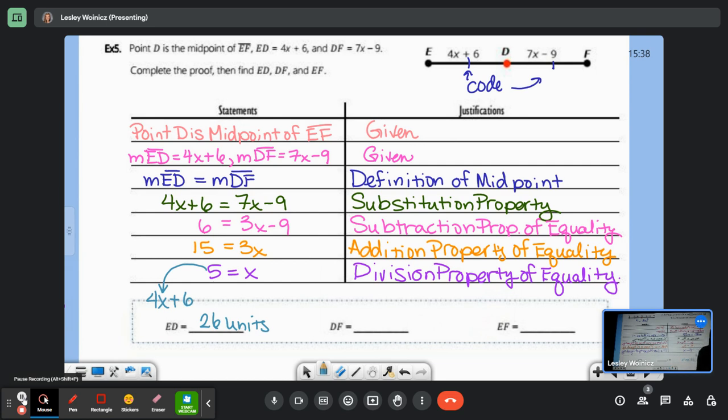This is a good place to check your work. Sometimes kids just assume that they did it right and write the same thing on the line, but it's really best to make sure that you plug it into both of them and make sure you get the same thing. So let's try it. So 7x minus 9. 7 times 5 is 35. Take away 9. 26. Yay, we did it. Now EF should be the sum of those because of the segment addition postulate. 52. Good. Is that the end? Yeah. Okay, you survived. Congratulations.